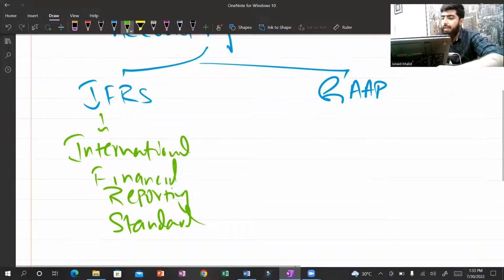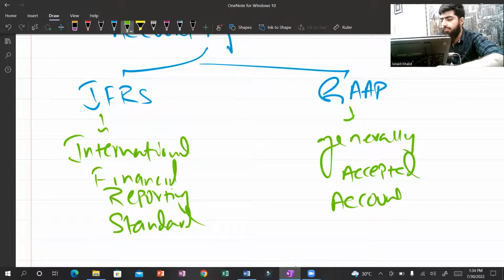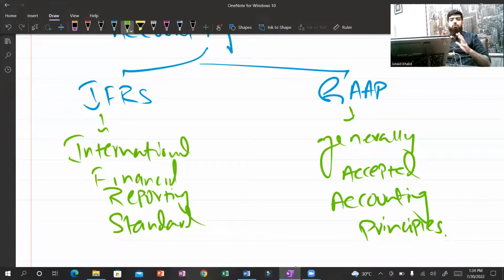Okay. Now, GAAP stands for what? GAAP stands for Generally Accepted Accounting Principles. Okay, so two systems are available.